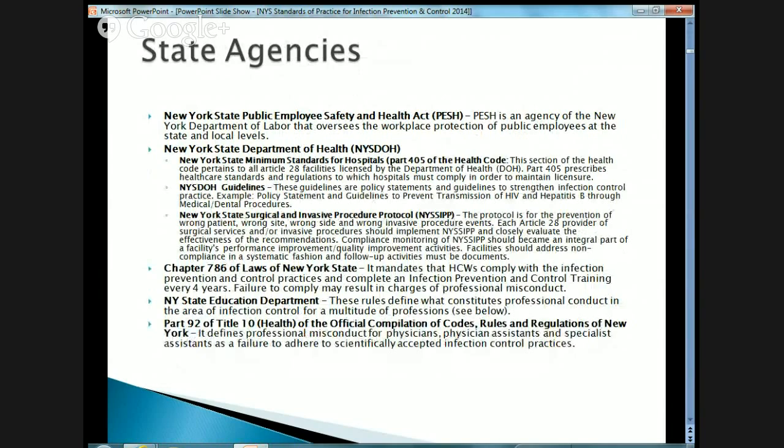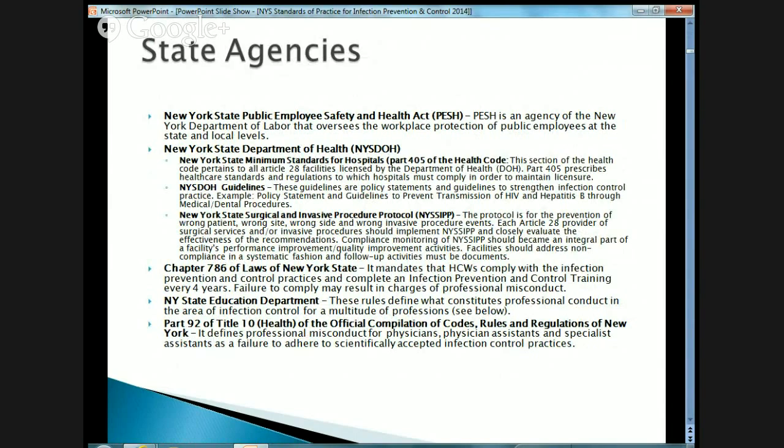Then we have, I love regulations, Chapter 786 of the laws of New York State that mandates healthcare workers comply with infection control practices and complete the course. That's why you're here, because of Chapter 786. The New York State Department of Education is where we get our licensing from. We do our education, we send them the requirements, and they give us our license.